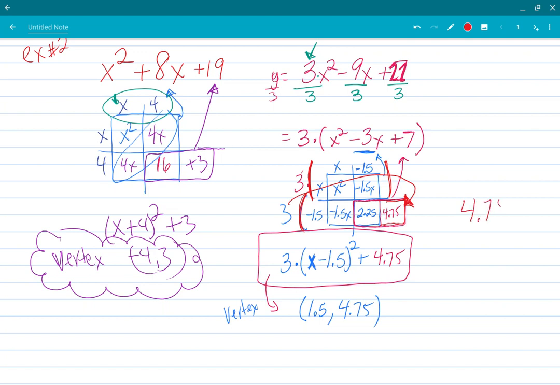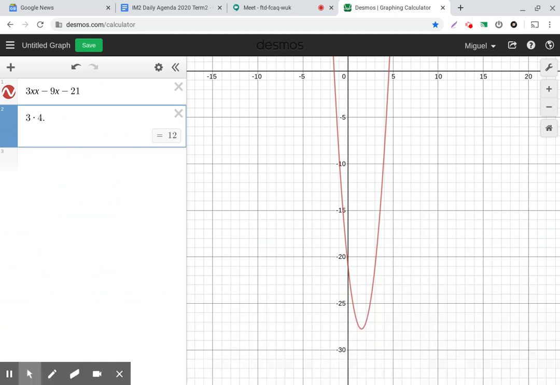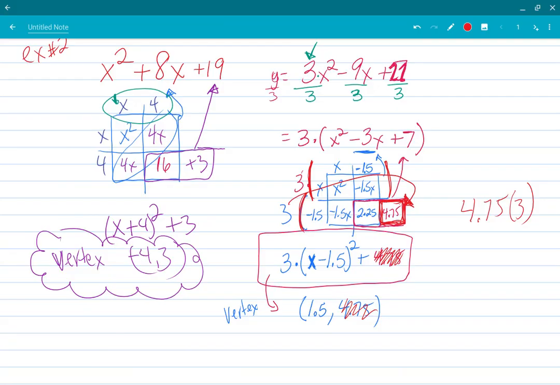So what is 3 times 4.75? So we're really adding 3 sets of these. Does anybody have a calculator? What's 4.75 times 3? I think it's like 13.5. All right, let's try that. I even use Desmos, right? What is 3 times 4.75? So yeah, 14 and a quarter, right? So 14 and a quarter.